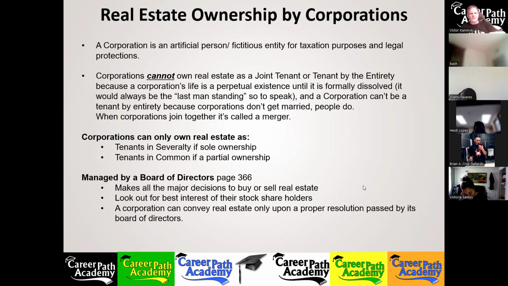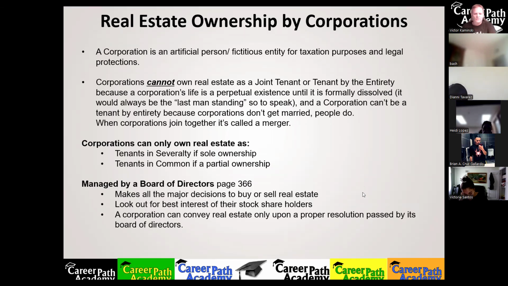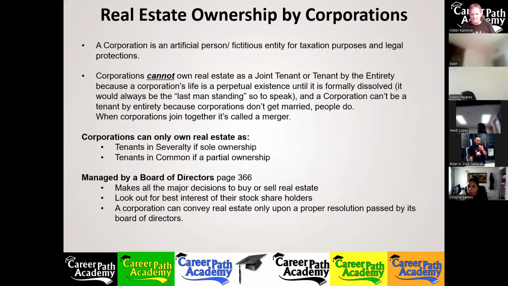Now, who makes all the decisions in a corporation to buy or sell real estate? Well, it's a decision that's made by the board of directors. A president or CEO of a company cannot unilaterally make these major decisions on their own. Maybe in instances they can, but not a major purchase that could really affect the company's assets. They would need to seek approval from the board of directors of the corporation.